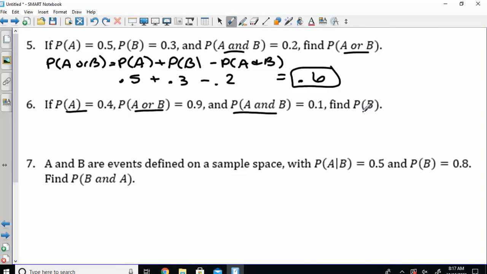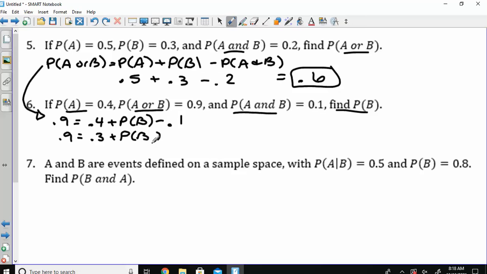Number 6. I'm still talking about all the same pieces. So we're still talking about the same formula. Can I not copy it down again for the sake of time? So the probability of A or B is 0.9. Probability of A is 0.4. I do not know the probability of B. Minus probability of A and B is 0.1. So if you subtract over that 0.3, probability of B is 0.6.